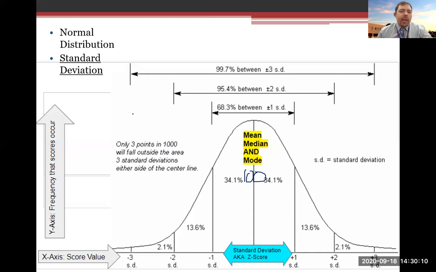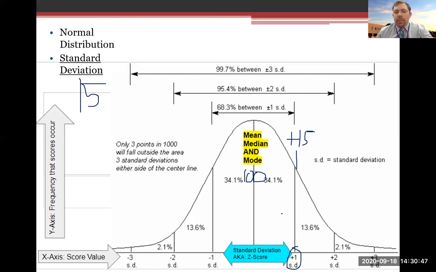And so IQ scores are set with a standard deviation of 15. So what this means is if you go one standard deviation, measured here as SD, that means this score is a plus 15. So if you have an IQ score of 115, that means 34% more of the population will fall in that range between 100 and 115.